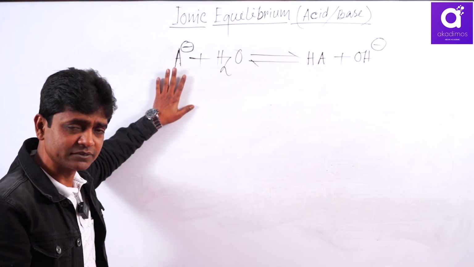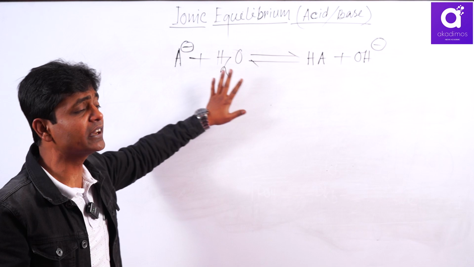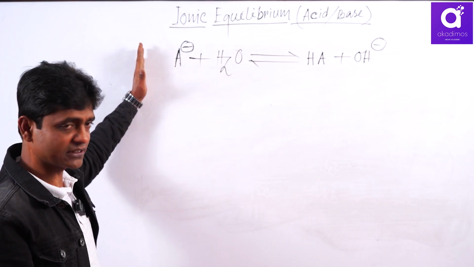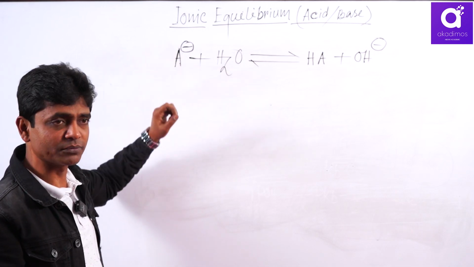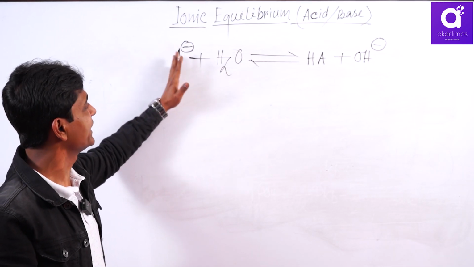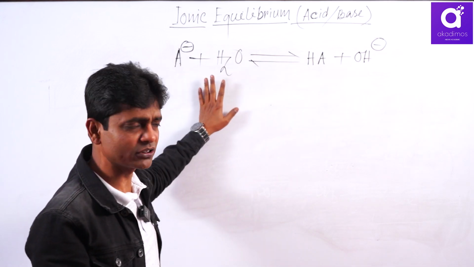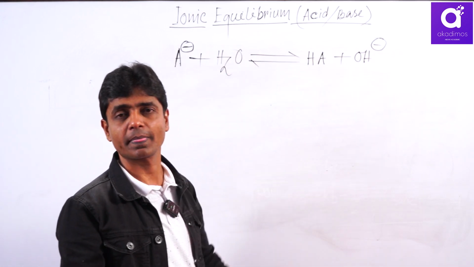This you can say is the hydrolysis of A minus. Both sides have Na plus, or K plus. That means the part coming from the strong base Na, both sides Na plus will be cancelled out, and the ultimate equation you will get is this one.